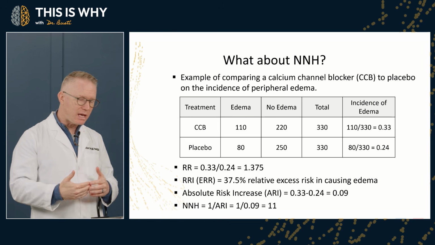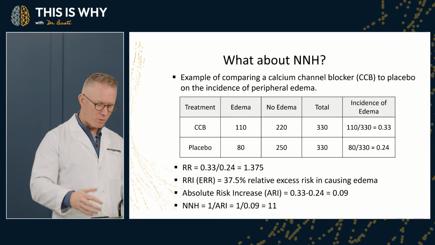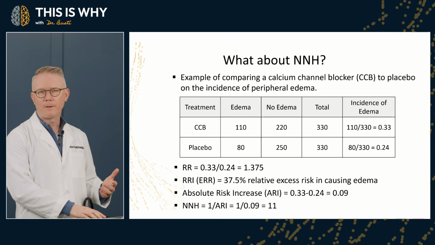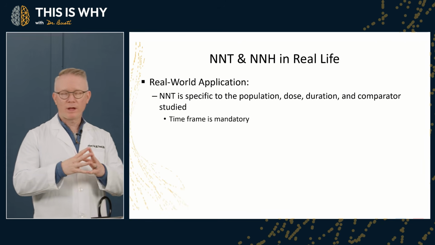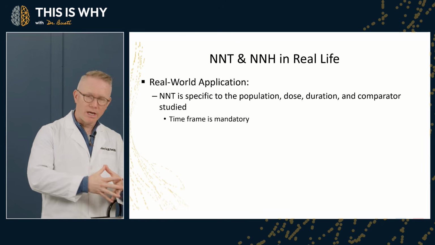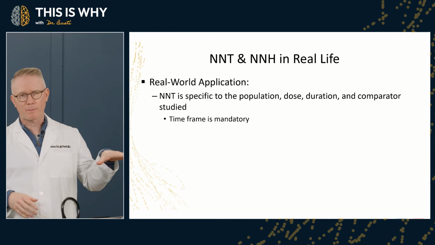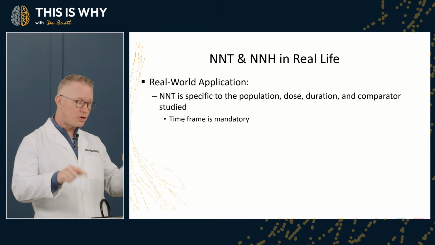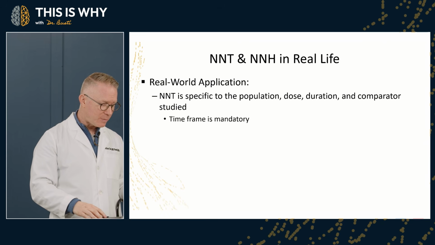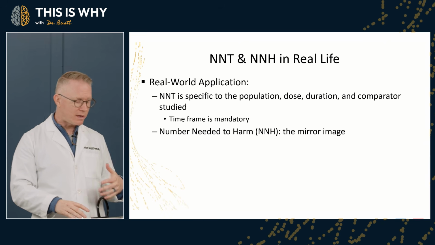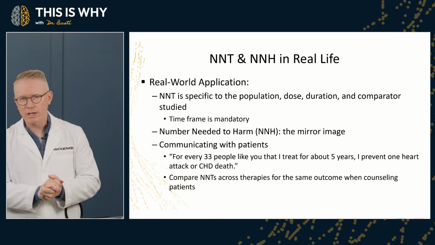So now you see that I have to treat 11 patients on a calcium channel blocker for one of these patients to develop edema, okay? So when we put number needed to treat, number needed to harm in the context of the real world, we do have to be very specific to the population being studied, the dose, the duration, the way it was studied, and the comparator, right? So there's a time frame component. The number needed to harm mirrors the number needed to treat.